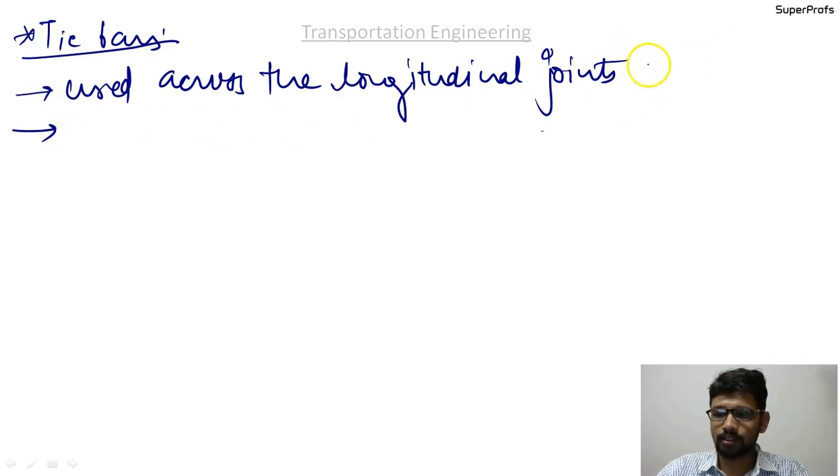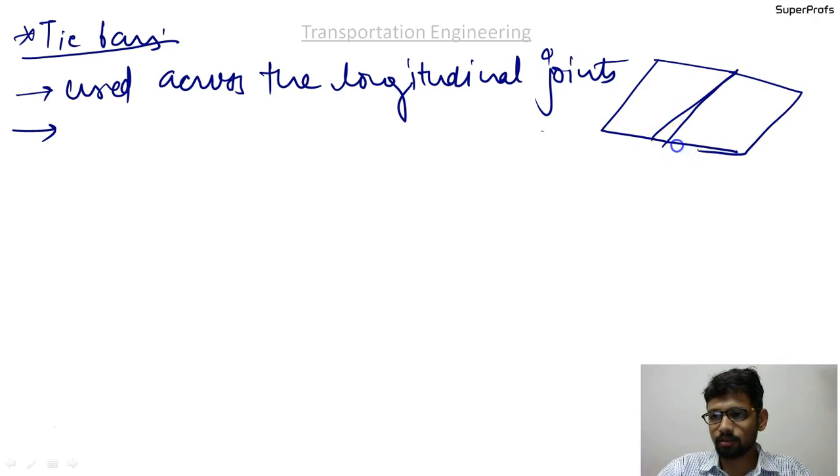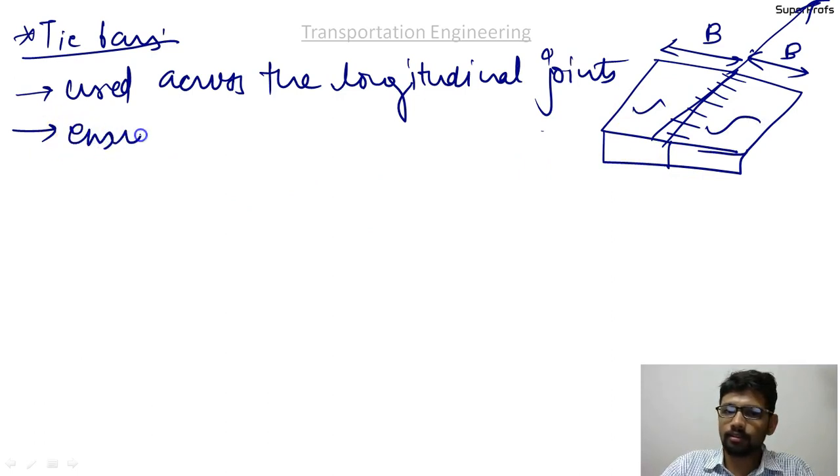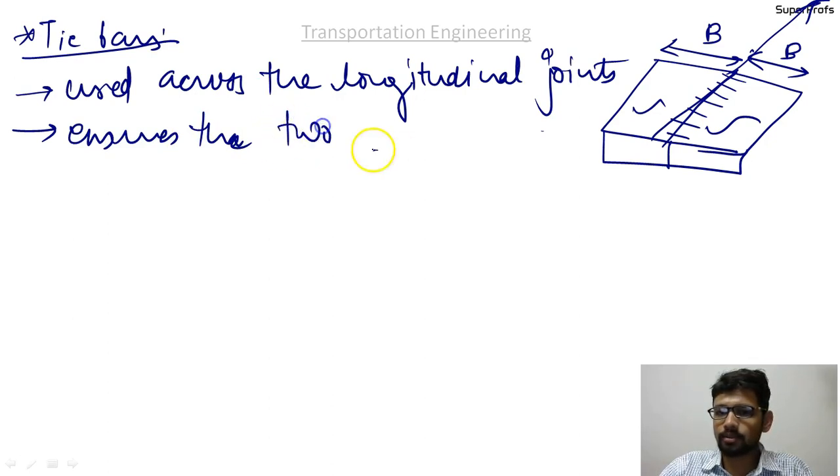So where do we use it is like this. If there are two pyramids like this, okay, this is the width of each of the pyramids, and this one is the longitudinal direction. So here we provide the tie bars, okay. What this ensures is that the two slabs, this slab and this slab, remain firmly together.